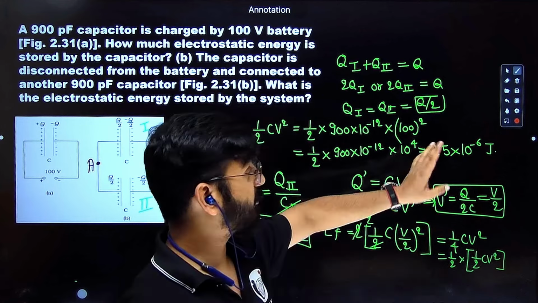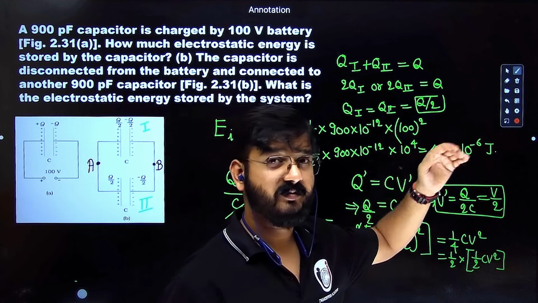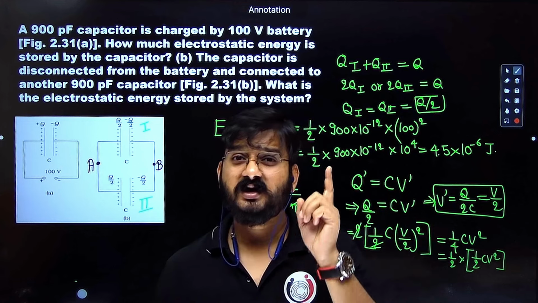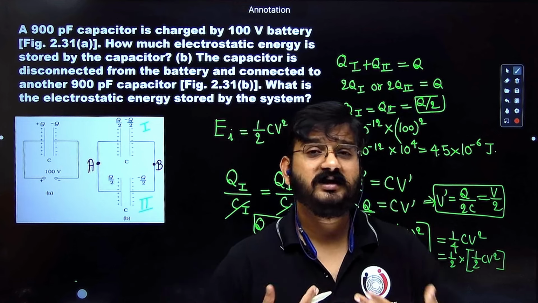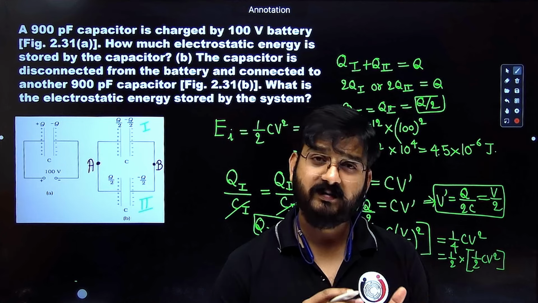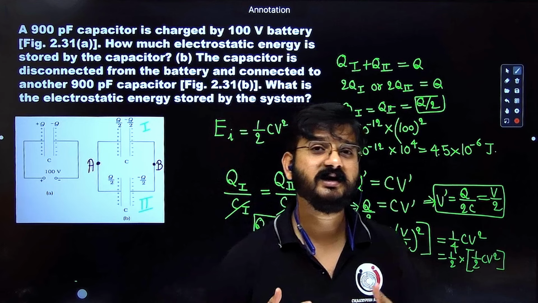So what is half of 4.5? 2.25 into 10 to the power minus 6 joule. That is the final energy. Now the next question is, what is happening to the energy? Energy is becoming half. But what happened to the remaining half? Where did that energy go?